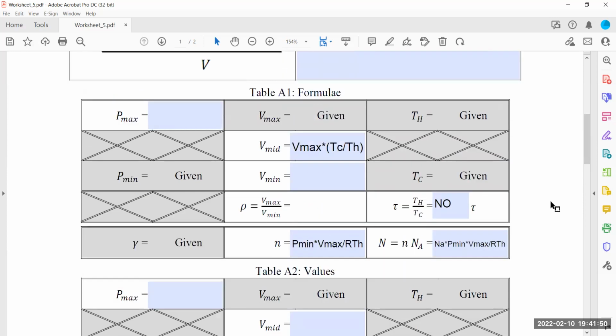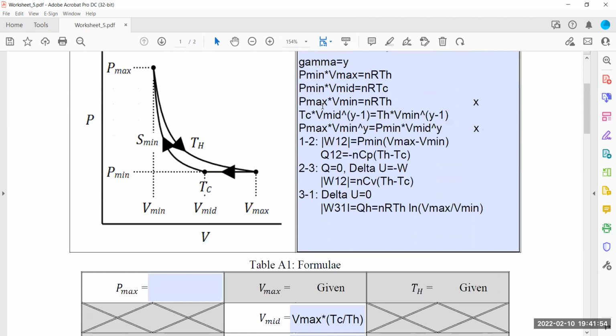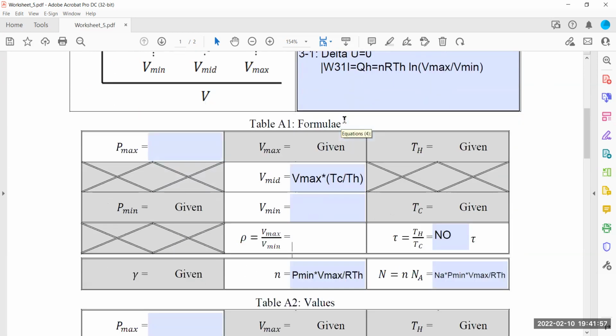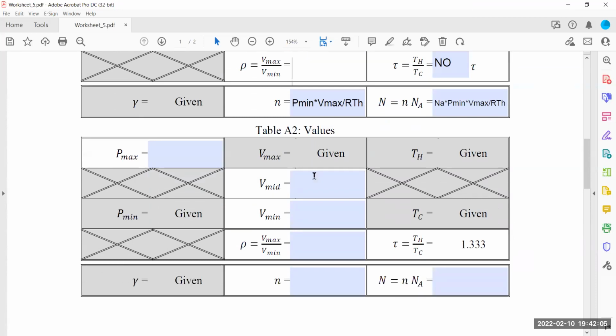Can you scroll back up real quickly? Here. Okay, thank you. Yeah, once you find those, you're going to find what V min is, what P max is. From here, once you find V min, you take that ratio and find what rho is. Now comes in the good part, where you're given T_C is actually 300, T_H is 400.